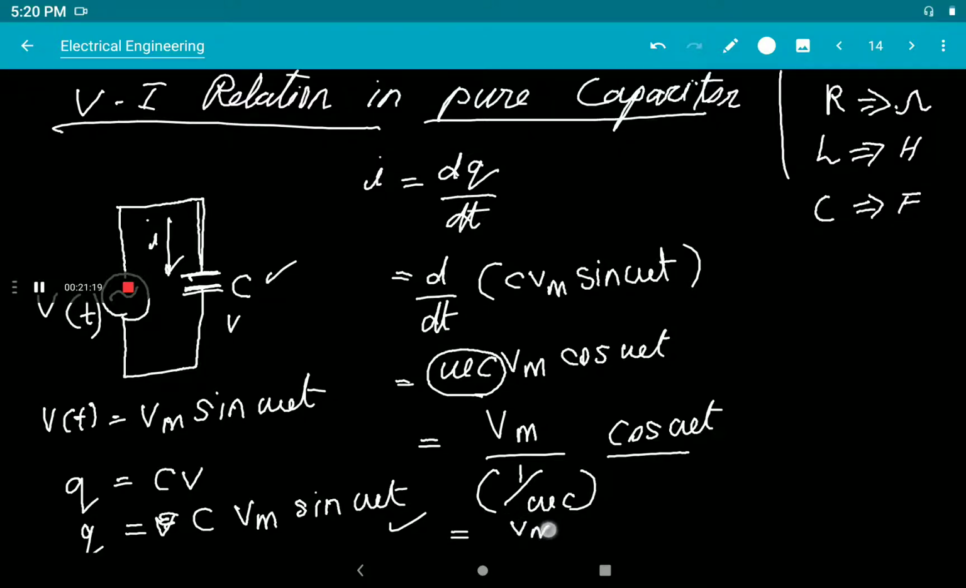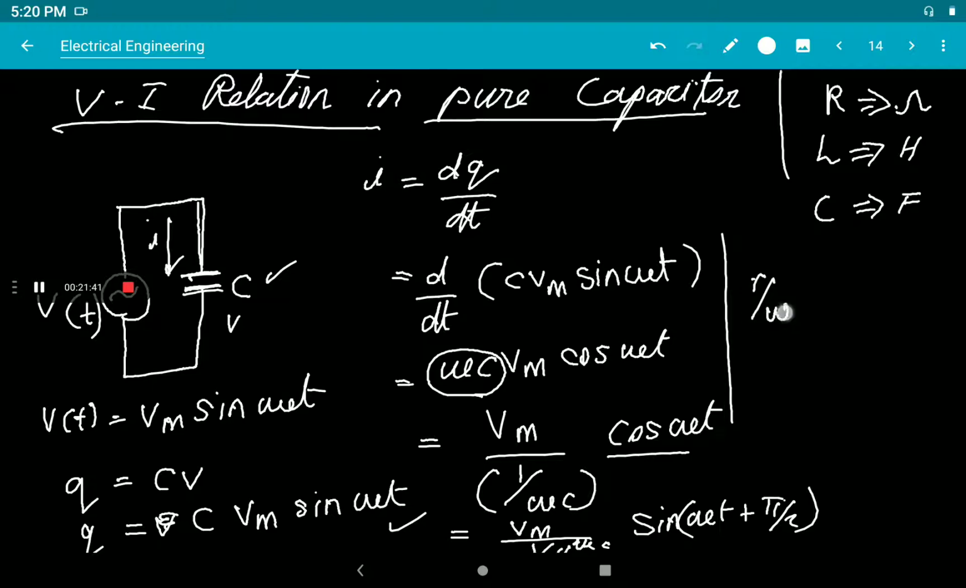So Vm divided by 1 by omega c, then cos omega t is sin of omega t plus pi by 2. So we can write this equation with 1 by omega c represented as the capacitive reactance Xc. Xc is the capacitive reactance, so Xc is equal to 1 by omega c, where c is the capacitance in farad and omega is in radians.